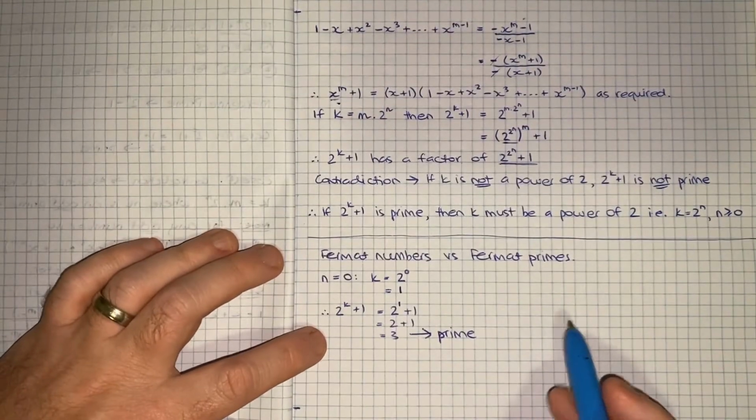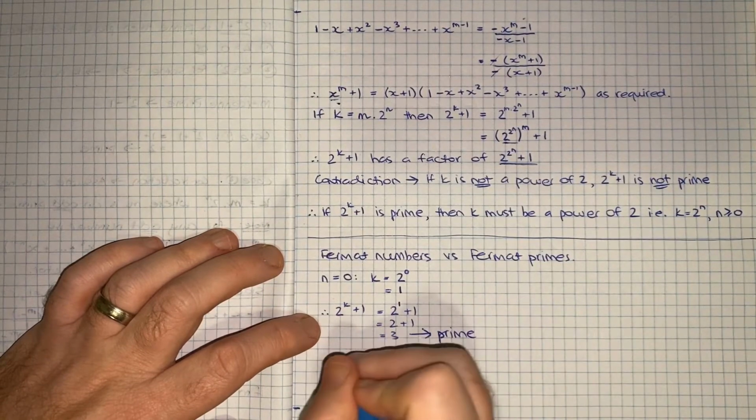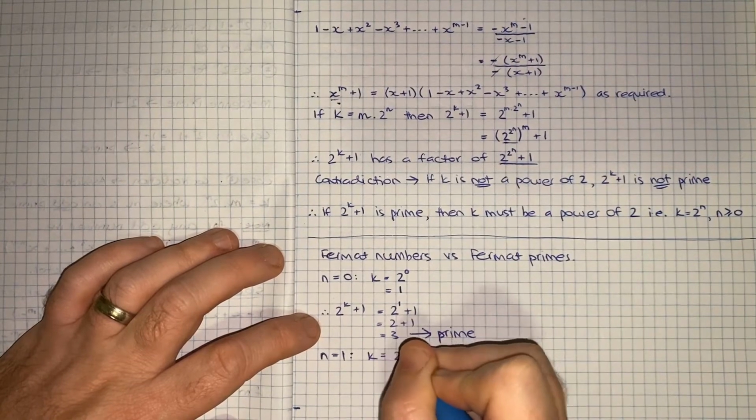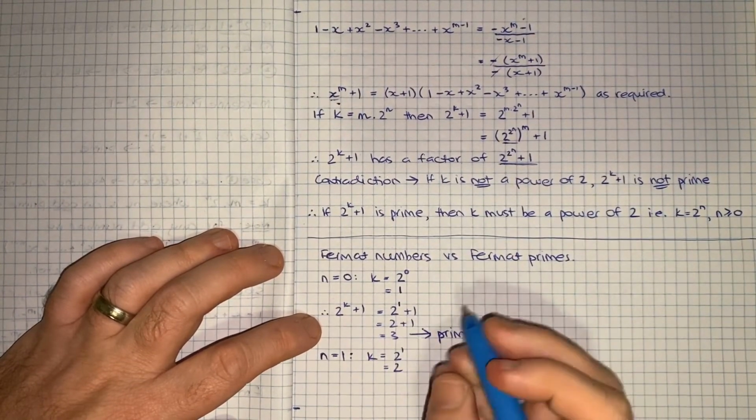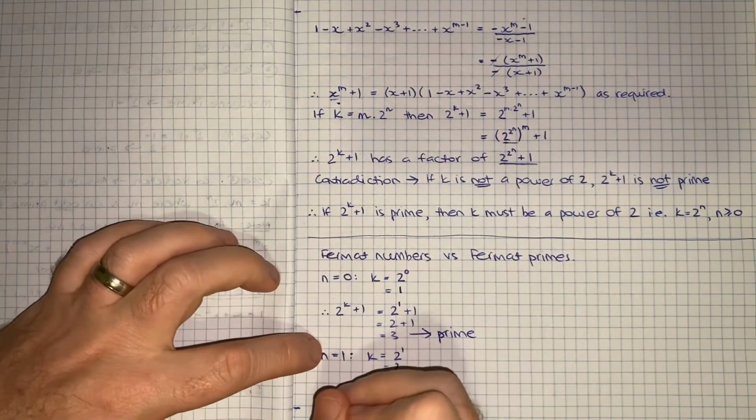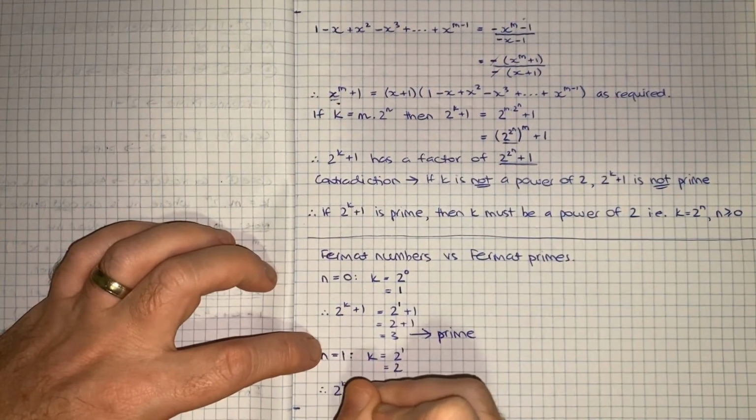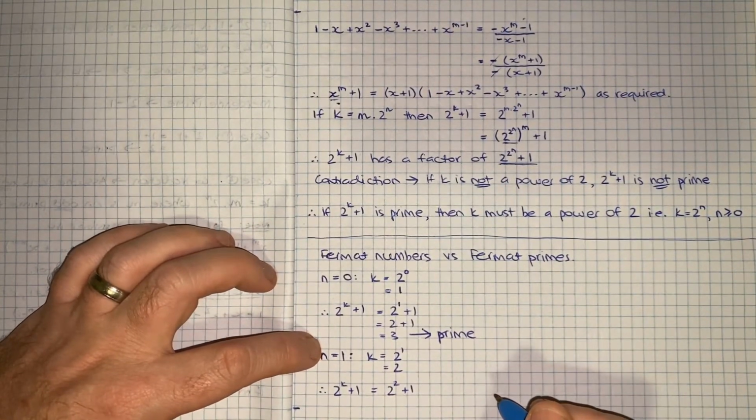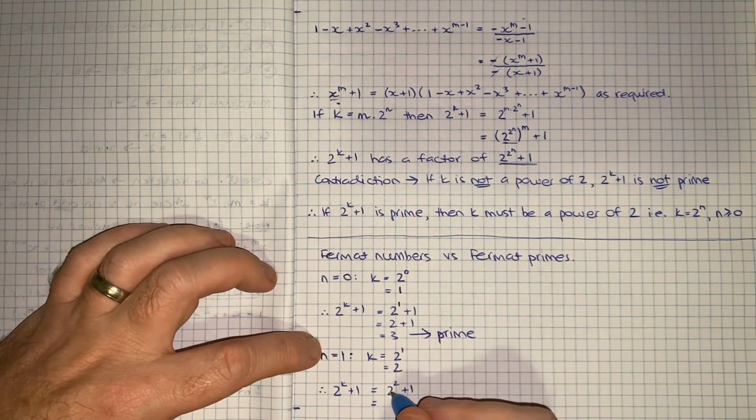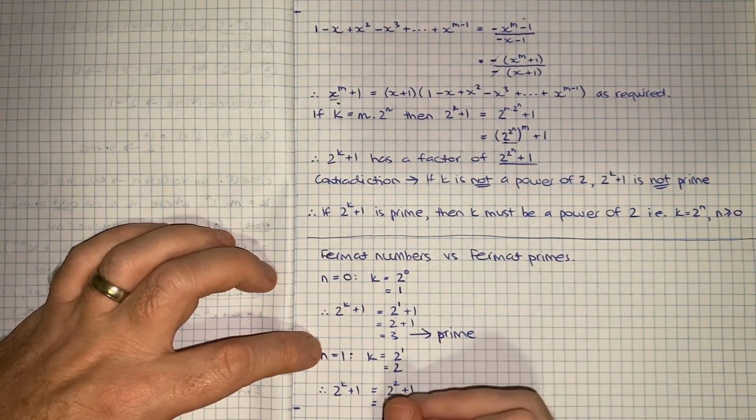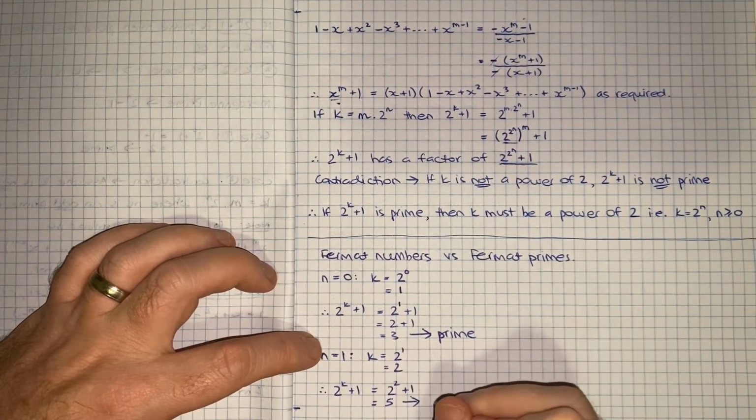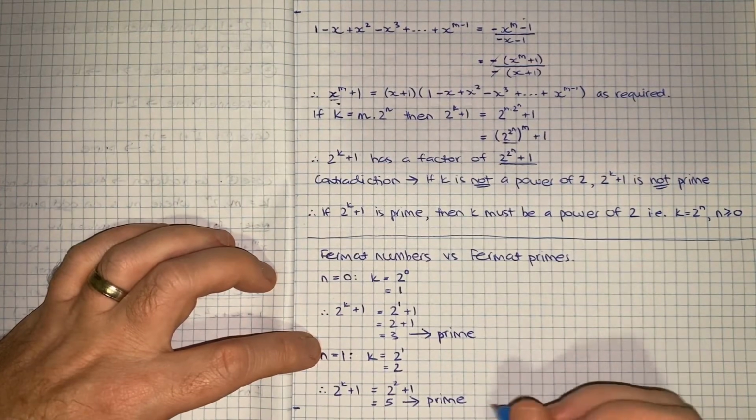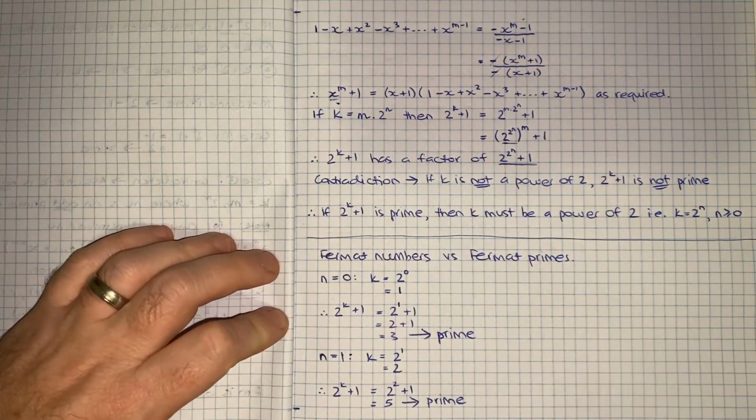Now, let's see if we can squeeze in n equal to 1 here. When n is equal to 1, k would be equal to 2^1, which is just 2. Therefore 2^k + 1 would be 2^2 + 1. And 2 squared is 4, so 4 + 1 is 5. And hopefully you can see that 5 is also prime. So there is our second Fermat prime. I'll definitely have to turn over now.